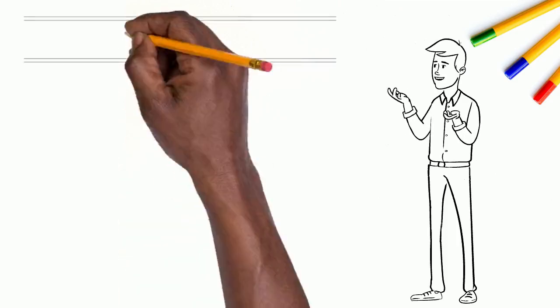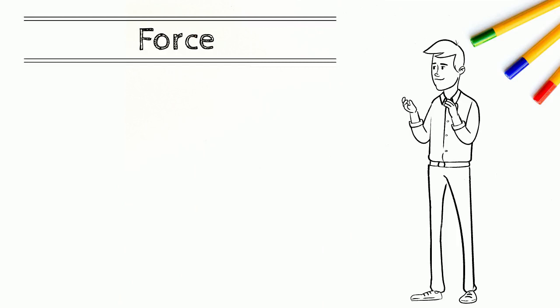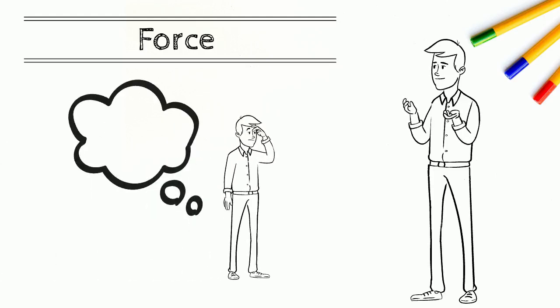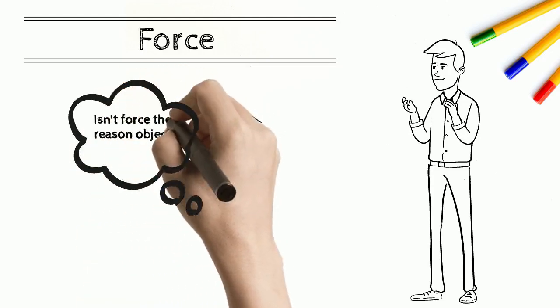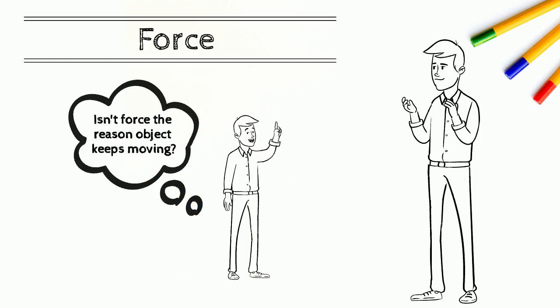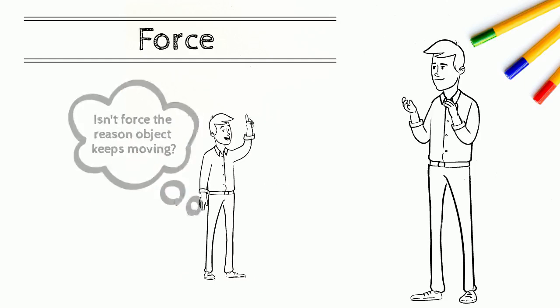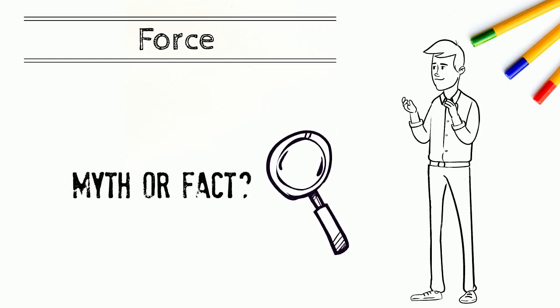Finally, we will learn about force. Force is the reason an object changes its motion. Now you might wonder how force changes an object's motion, because we're often under the impression that we need to keep applying force to a moving object to keep it moving. So how does Newton's first law of motion debunk this myth? Find out in today's lesson.